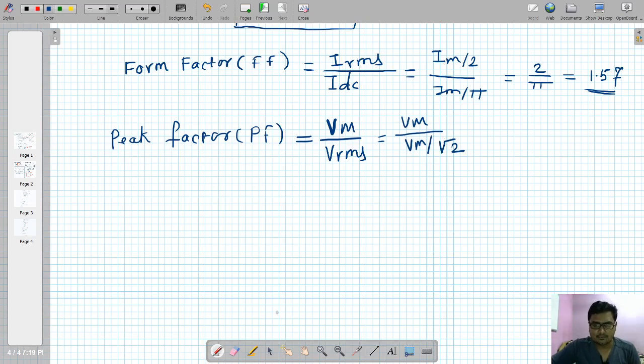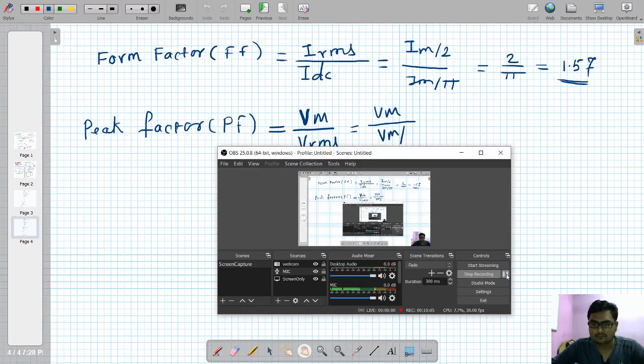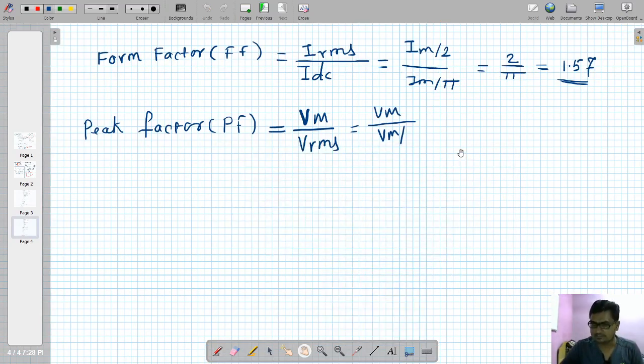Sorry, let me write Vm divided by Vm divided by root 2 instead. What I need to write is, okay, that board is not working properly. Okay, there is some problem. We'll stop here and explain the remaining things next. If it gets okay, then okay, let's start again.